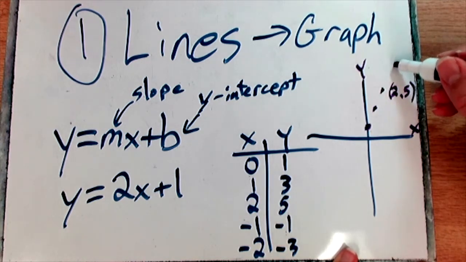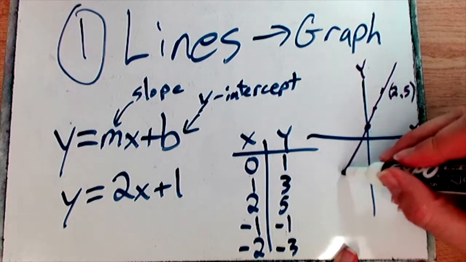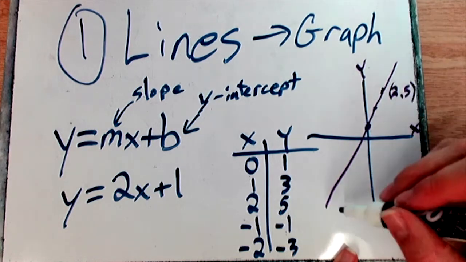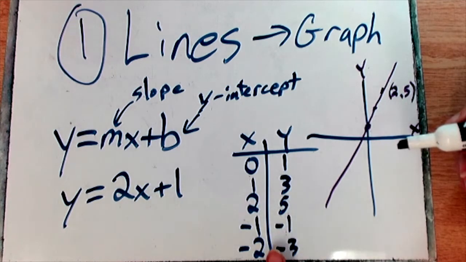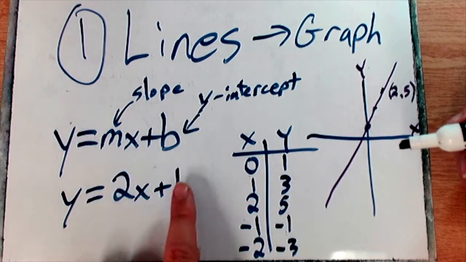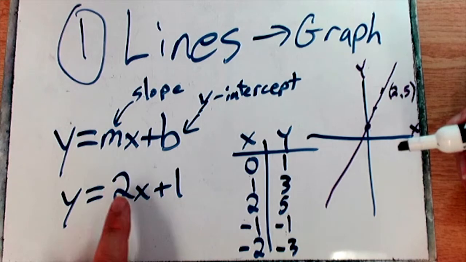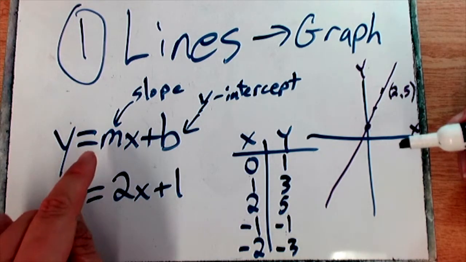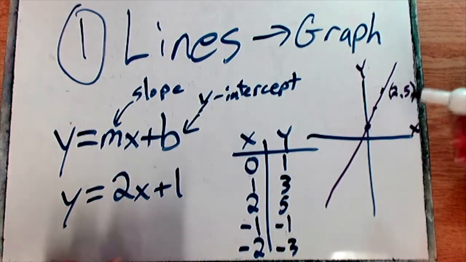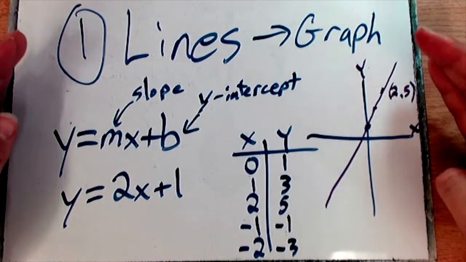And then if I graph the other two, they'll be like this. I can get the details. This line comes from this t-chart of values, which then comes from this equation here, which is all from the theory of this slope and y-intercept thing. So that is lines in a nutshell.